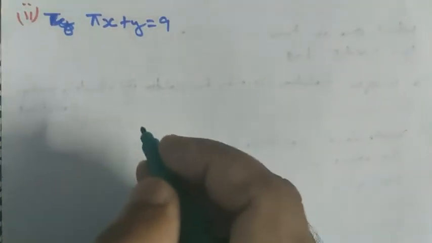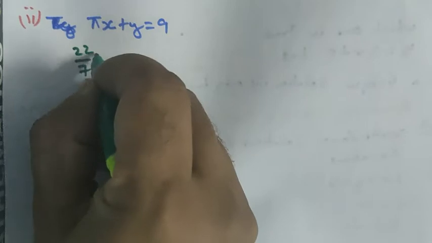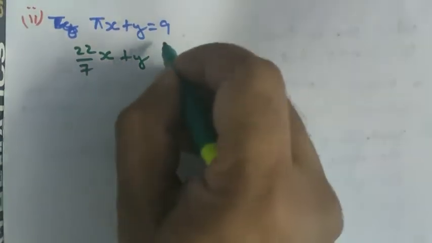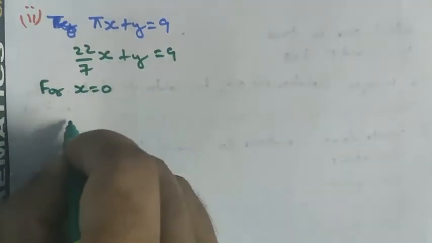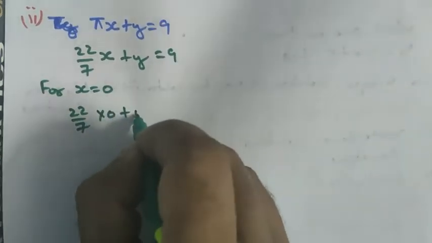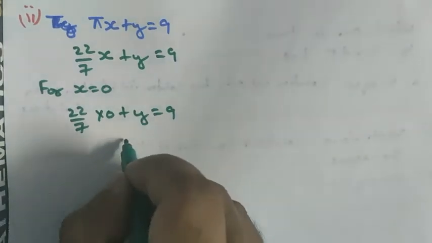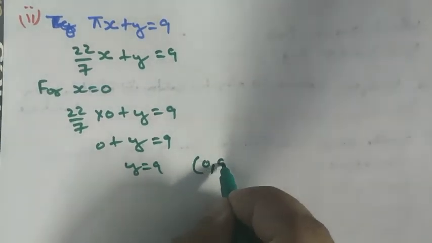Okay, now the equation is pi times x plus y equals 9. So we can write pi times x as 22 upon 7 times x plus y. If we take the approximate value of pi as 22 upon 7, equals 9, then first of all, for x equals 0, the value of y will be 22 upon 7 multiplied by 0 plus y equals 9, that is 0 plus y equals 9, y equals 9. So the first solution pair will be x is 0, y is 9.